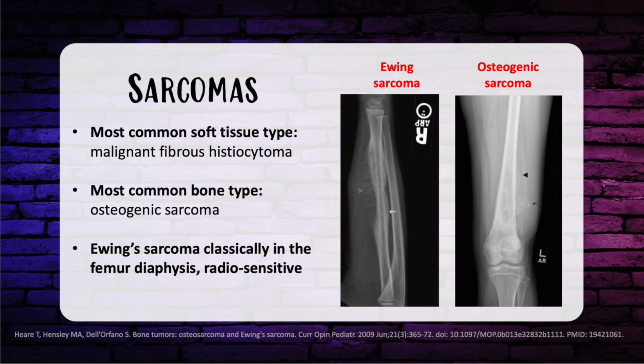So the most common soft tissue type is malignant fibrous histiocytoma. The most common bone type is osteogenic sarcoma, most commonly at the metaphysis of the knee. And Ewing sarcoma, classically in the femur diaphysis, it is radiosensitive.